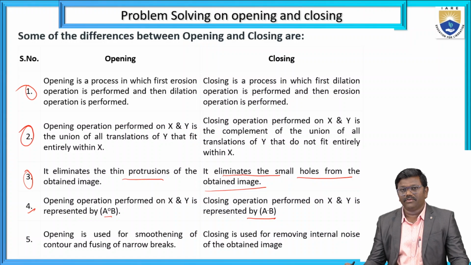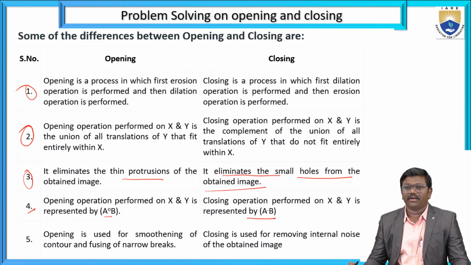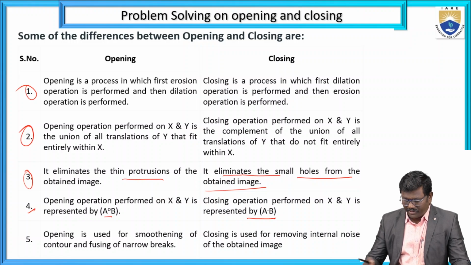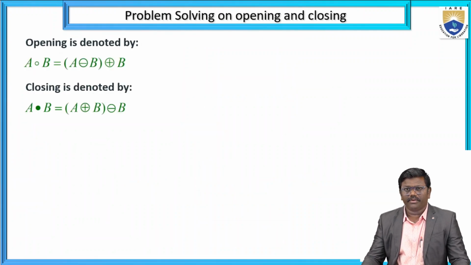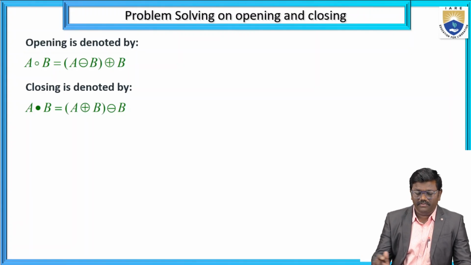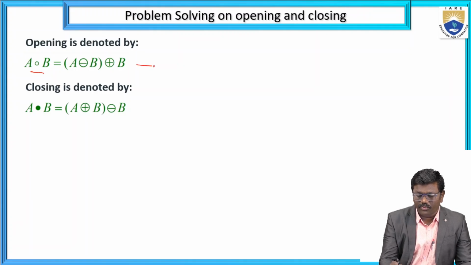So opening is used for smoothing of contours and fusing of narrow breaks, whereas closing is used for removing internal noise of the obtained image. So let us start to understand this. Opening is defined as A circle B. This is the opening method.